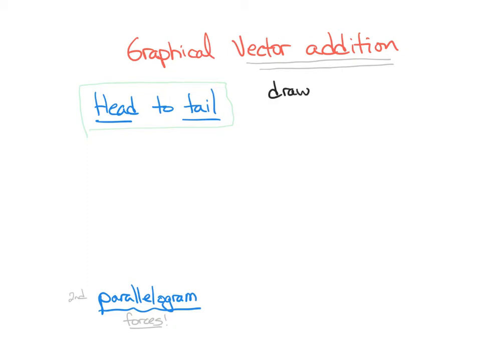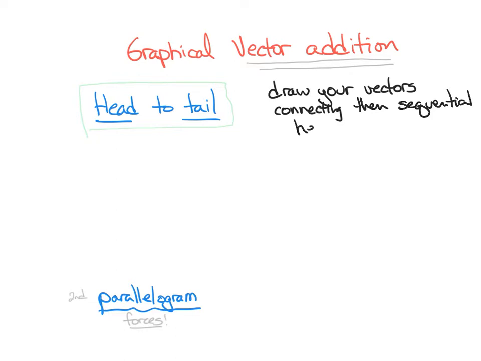Right, draw your vectors, connecting them sequentially. And you can put them in any order you want, but you have to connect them like 1 to 2 to 3 to 4 sequentially. But here's the catch. You must do so connecting the head of the first one to the tail of the next, second. And that goes on and on. Head of the second to the tail of the third, and so forth and so on.